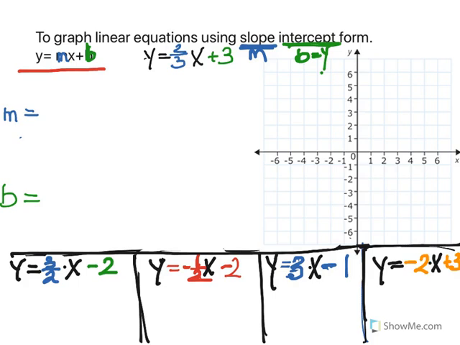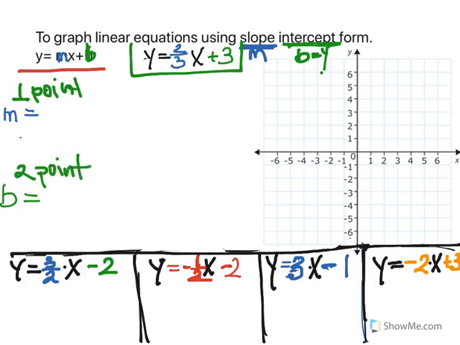So if we go to graph this equation right here, y equals 2 over 3x plus 3, we need to know how to graph the slope and how to graph the y-intercept. That will give us 2 points. This one will give us the first point, and this will give us the second point. And after we have those 2 points, we can just connect the dots and we have the line.